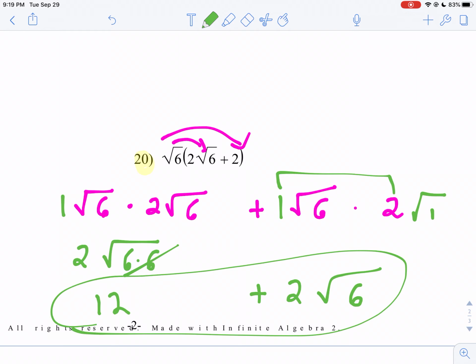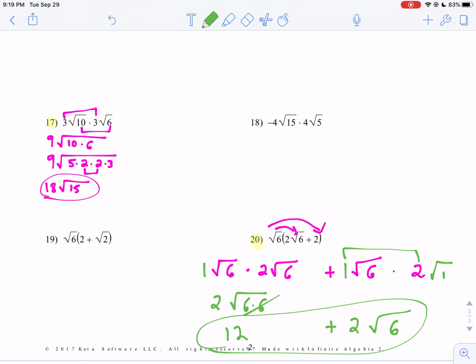All right, so this is multiplying radicals. Again, outside numbers multiplied together, inside numbers multiplied together, and then simplify.